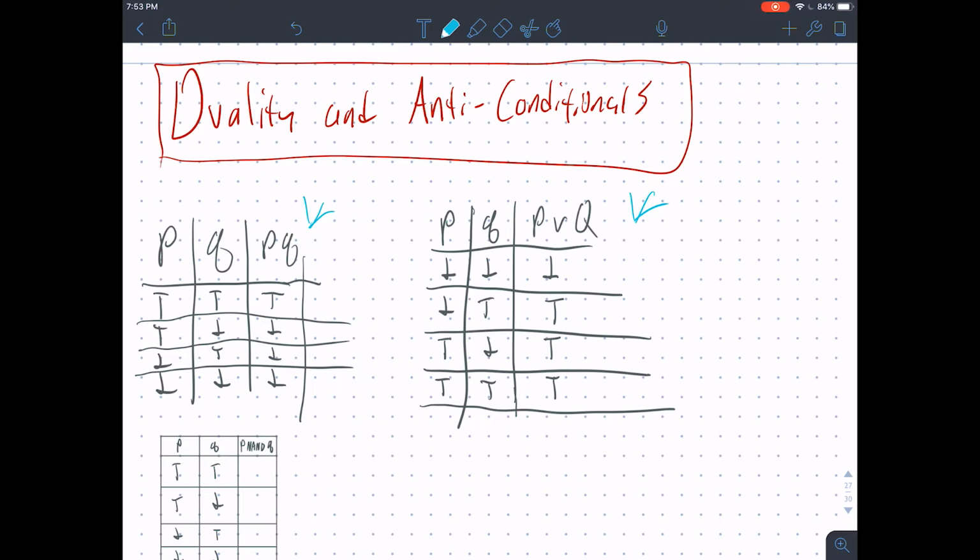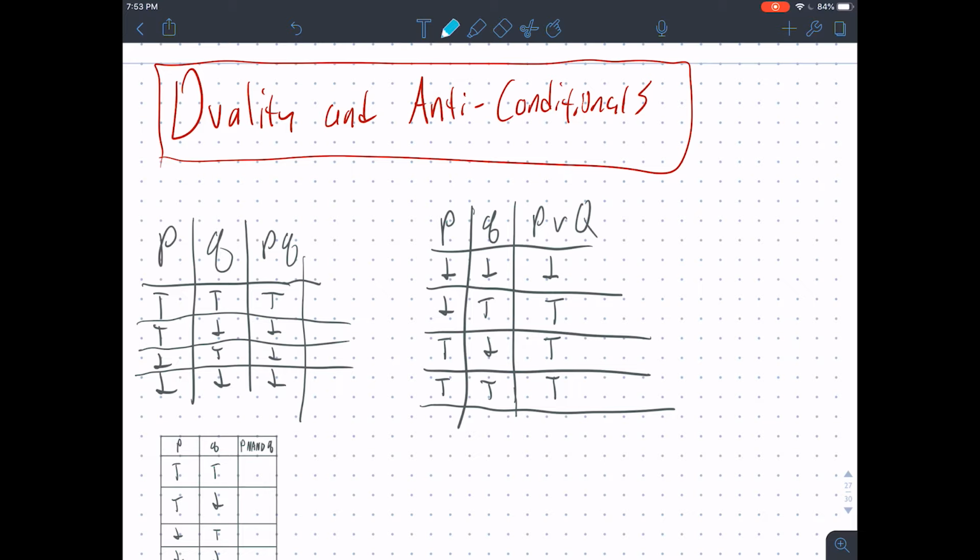The way that we have a name for this relationship between alternation and conjunction, we say that they are duals of each other. And a dual of some logical operator is just what you get if in the truth table for that logical operator you replace every true with false and every false with true.